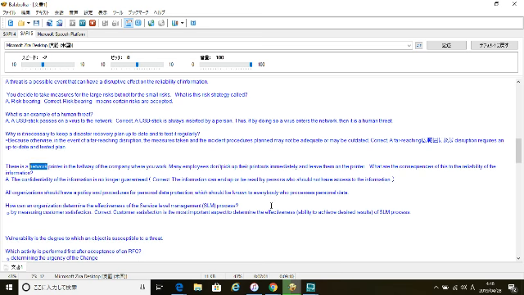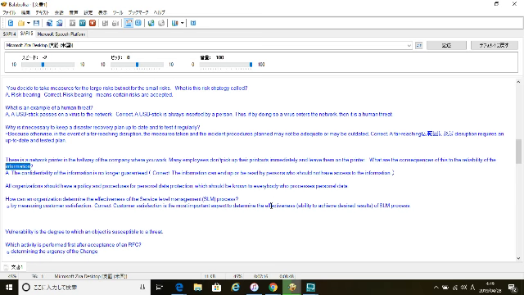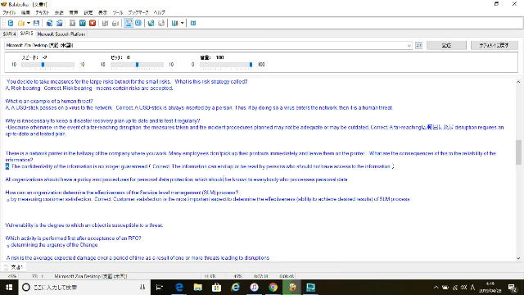There is a network printer in the hallway of the company where you work. Many employees don't pick up their printouts immediately and leave them on the printer. What are the consequences of this to the reliability of the information? A. The confidentiality of the information is no longer guaranteed. Correct. The information can end up or be read by persons who should not have access to the information.